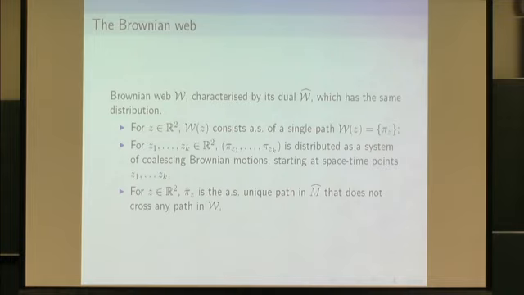Now, for any finite collection of points, the corresponding paths are distributed as a system of coalescing Brownian motions, so they don't evolve entirely independently of each other. When they meet, they instantly coalesce. That's what we'd expect from our Poisson trees picture.